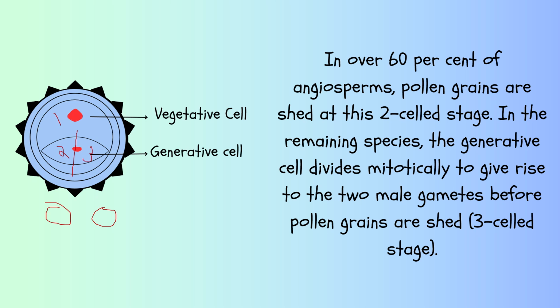So what happens in the remaining species? The generative cell divides mitotically to give rise to the two male gametes before the pollen grains are shed, that is, the 3-cell stage. So in 60% of angiosperms, the pollen grains are shed at the 2-cell stage, and in the remaining species, the pollen grains are shed at the 3-cell stage.